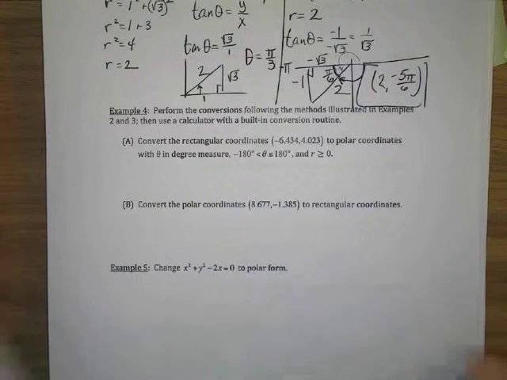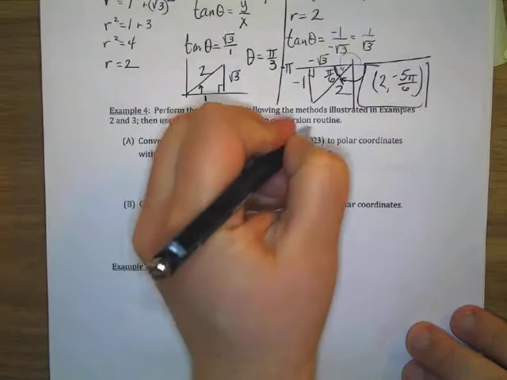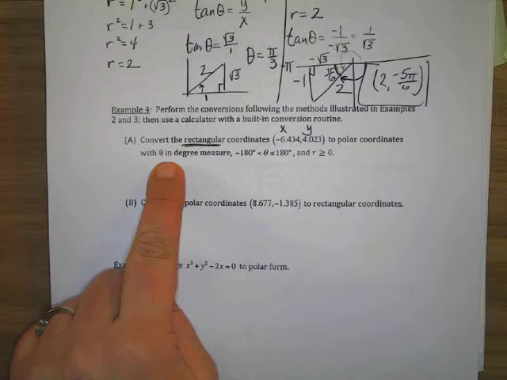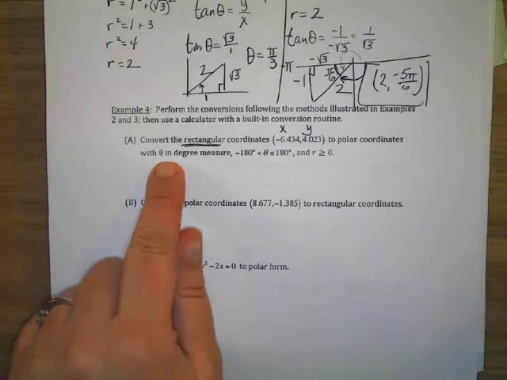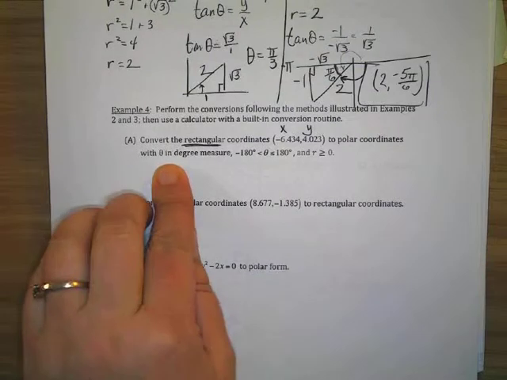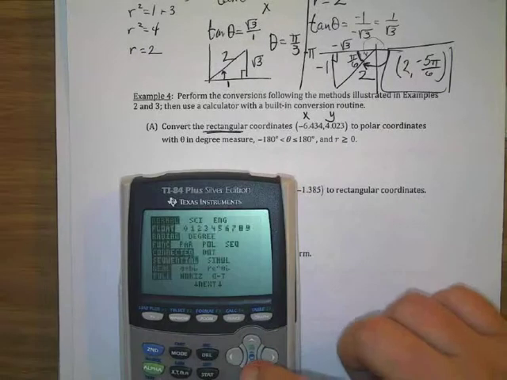Okay, so this is given to us in rectangular. So this is my x and this is my y. Okay, so here's how it works. And we want our theta in degrees. So if we want our theta in degrees, which mode should we be in? Degrees. So make sure we're in degree mode first. And I'm not.